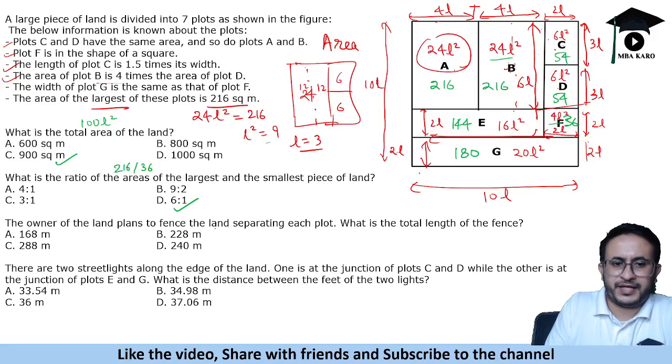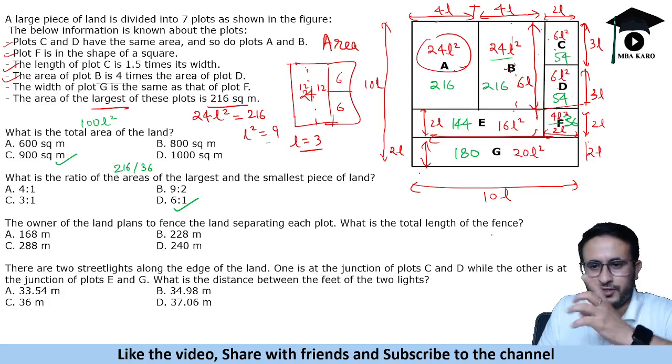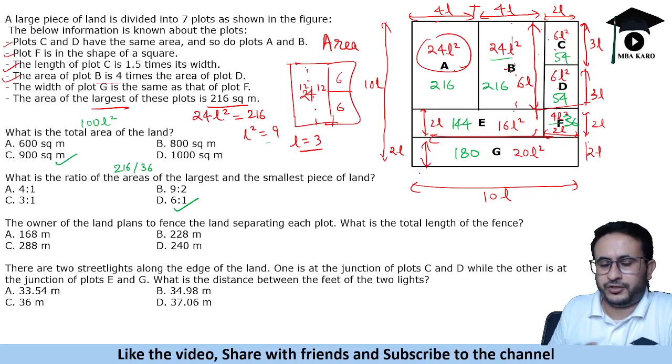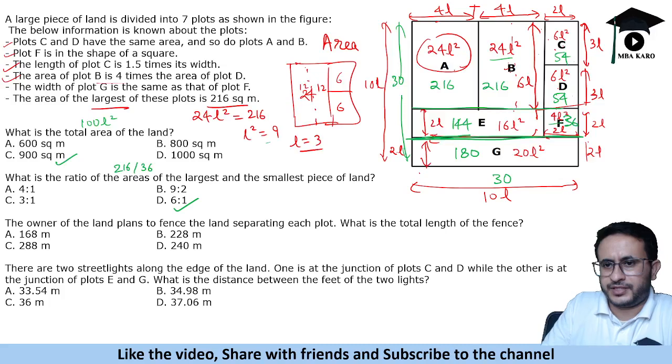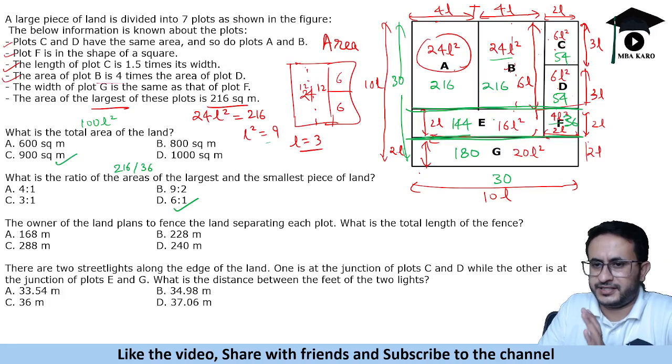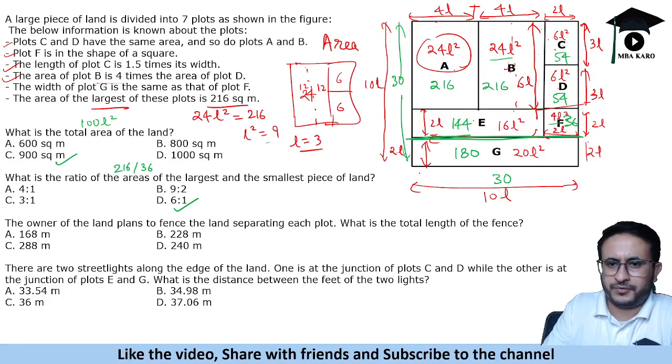The owner of the land plans to fence the land separating each plot. What is the total length of the fence? So now he has to make a fence and you need to find the total length of it. Now see this, L is 3, so this total length is 30, and the plot is 30 by 30 from here till here. He needs 30 meter for this, 30 meter for this. How much is needed? 60.